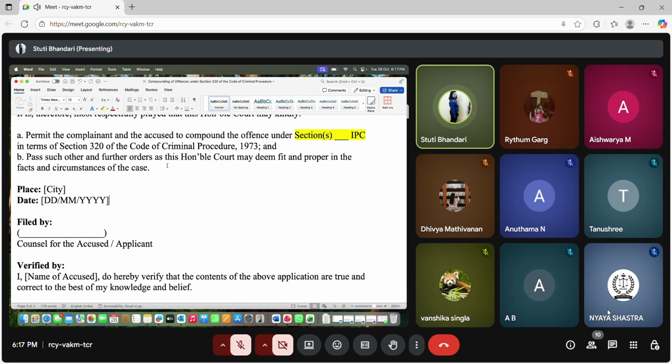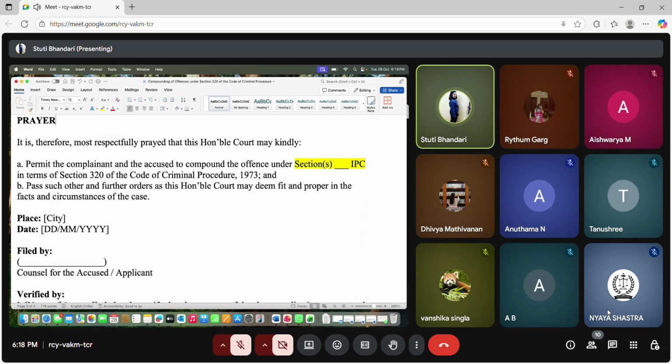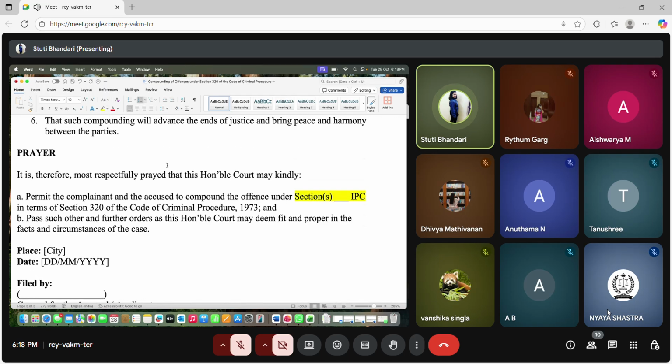If this is the first application wherein the accused is taking permission from the court for compromise, then both of them will sign. So it depends who is filing this application. Even if they have agreed and only the accused is filing it, but I think here the accused is only filing it because verification was also made by the accused.